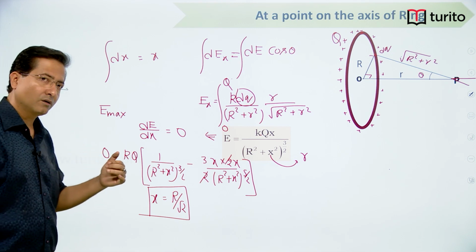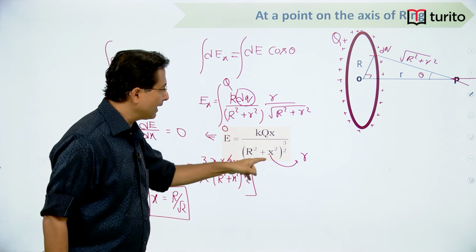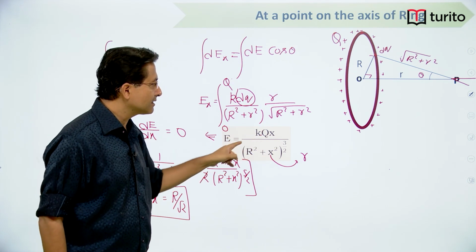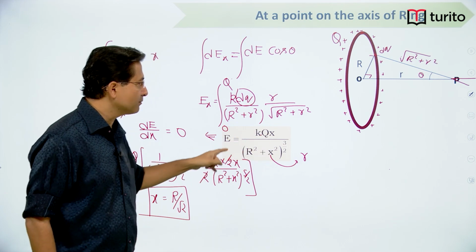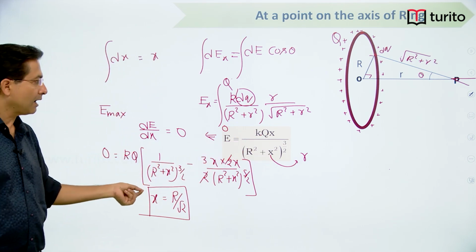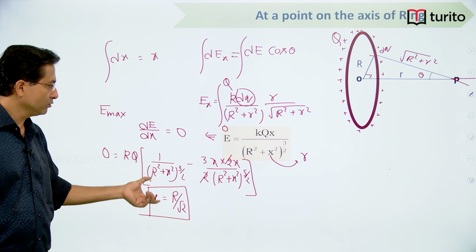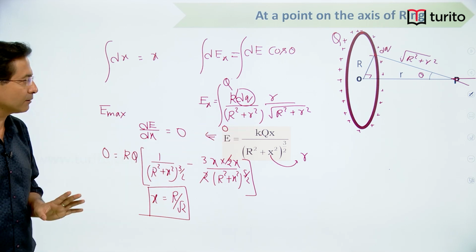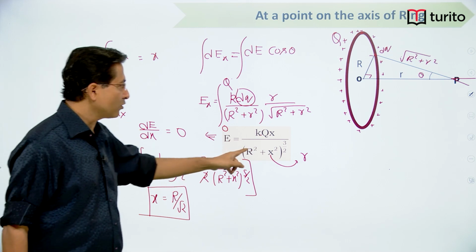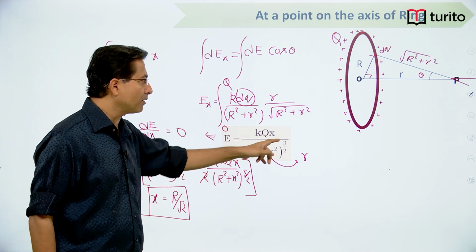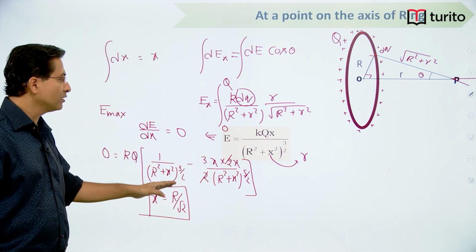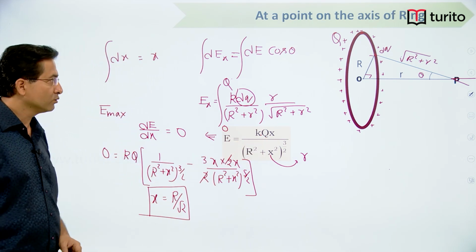So, for any such expression in future, we can directly say that the field will achieve its maxima at x equal to r by root 2. You can keep this point in mind. If the expression is written in this form, x divided by some constant square plus x square to the power 3 by 2, then the maxima of this function comes at x equal to r by root 2.